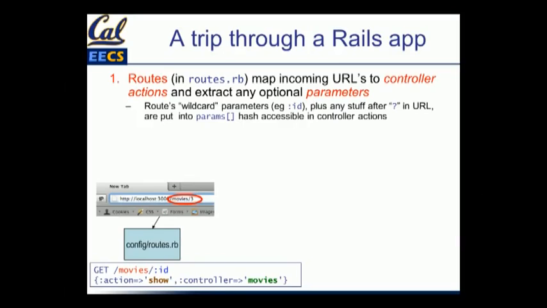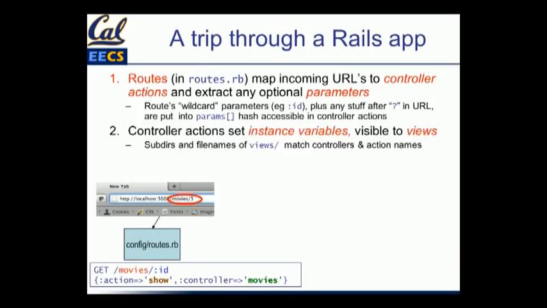ID is going to be a wildcard. That's what the colon is for. And the route that's generated by routes.rb says we're going to use the show action in the movies controller when we get a match on that route. Next thing that happens, now that we know what controller method we're going to call, the controller method gets control of the show, and it can start setting up instance variables that are going to be used by the views.